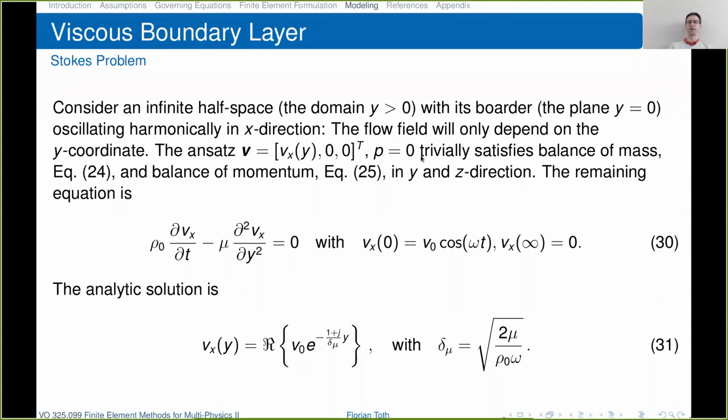This trivially satisfies the balance of mass and the balance of momentum in y and z direction. Only one equation is actually remaining, and this is given here. You can see now the boundary conditions. We have a harmonic oscillation at the boundary, and in the far field, of course, we expect a zero velocity component. Then we can give the analytical solution here, where we see an exponentially decaying amplitude of the velocity, and the decay factor is given by the viscous boundary layer thickness delta mu given here. You see it depends on the frequency of interest and on the viscosity and density, so the material parameters of your medium. This is the boundary layer thickness you should take into account when you design your mesh. Of course, this is frequency dependent.